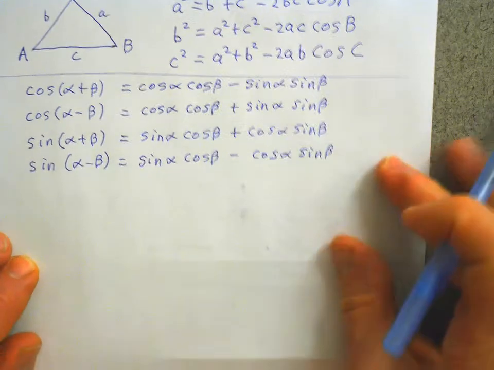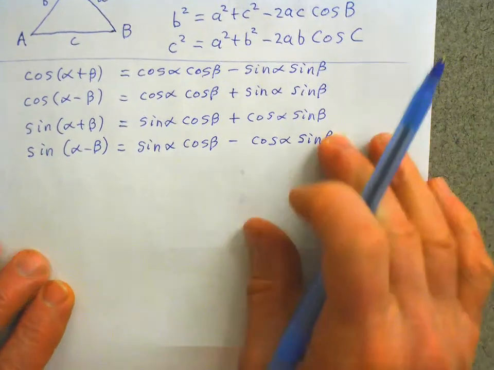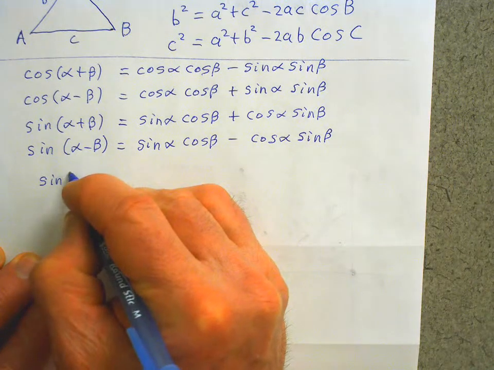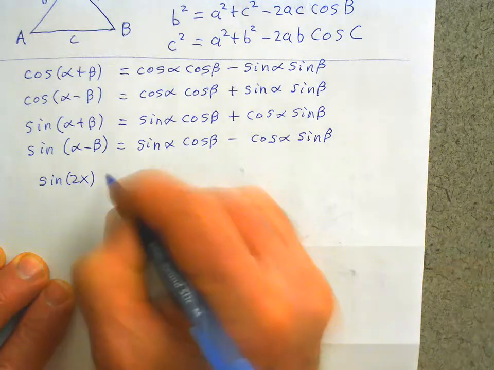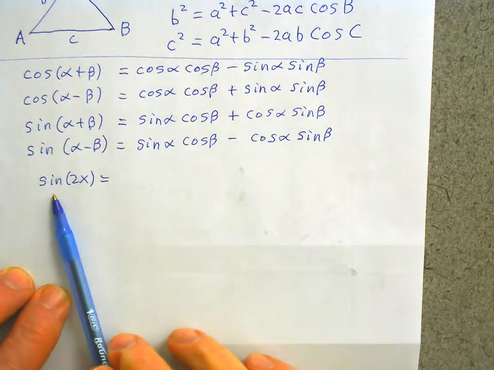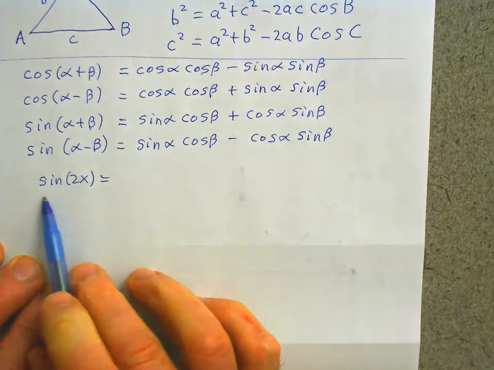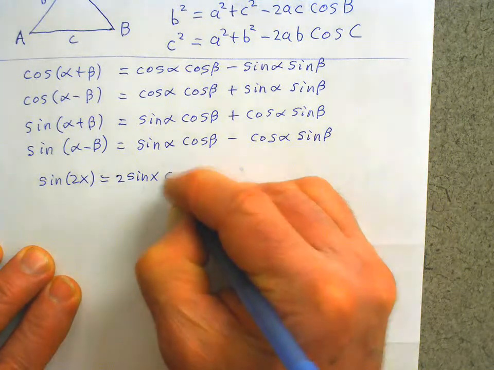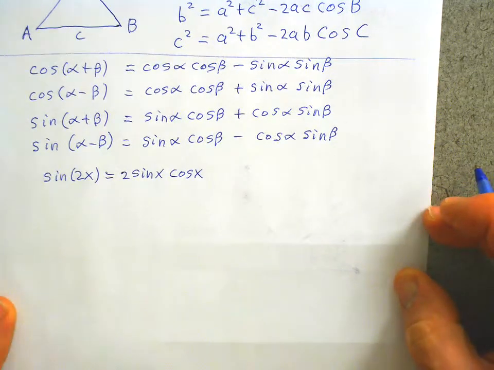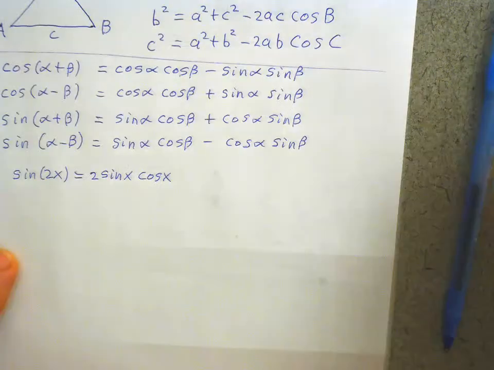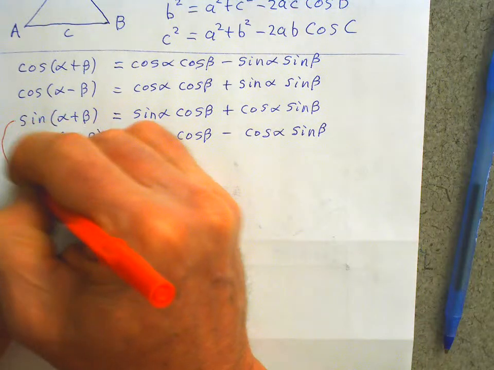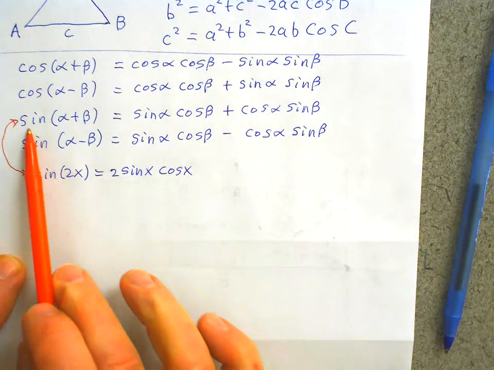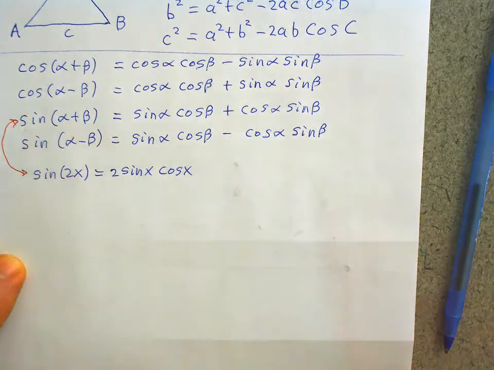From these are derived other formulas like the double angle formulas, like sine of 2x. Well, this is just sine of x plus x, or you can remember that sine of 2x is 2 times sine of x times cosine of x. So this one is related to that one up here. In other words, to derive this formula, we just use the sum formula for sine.